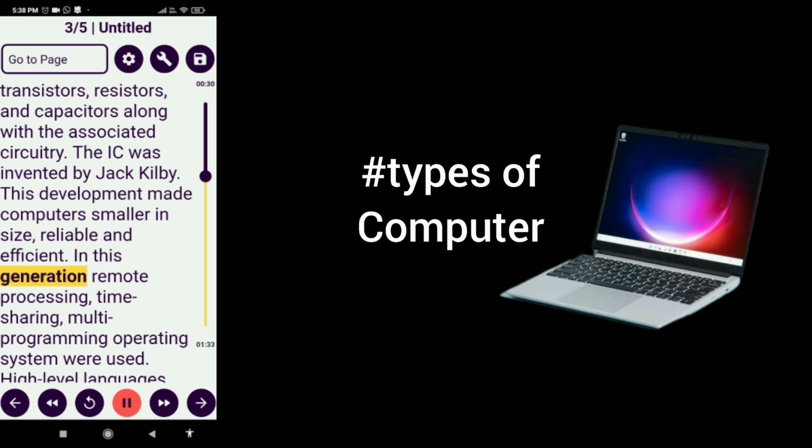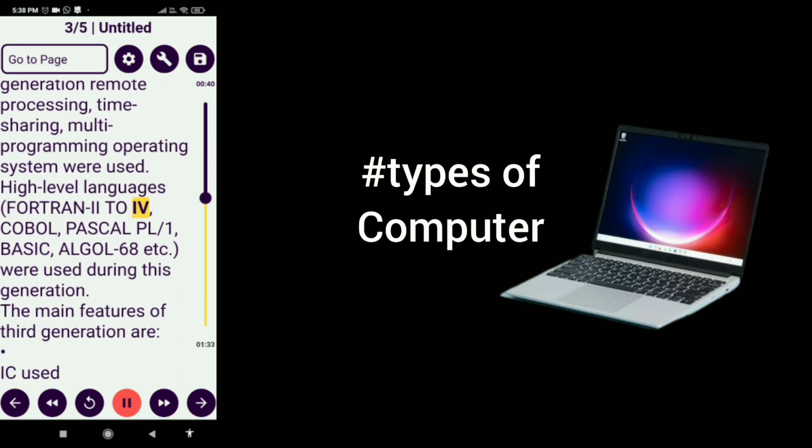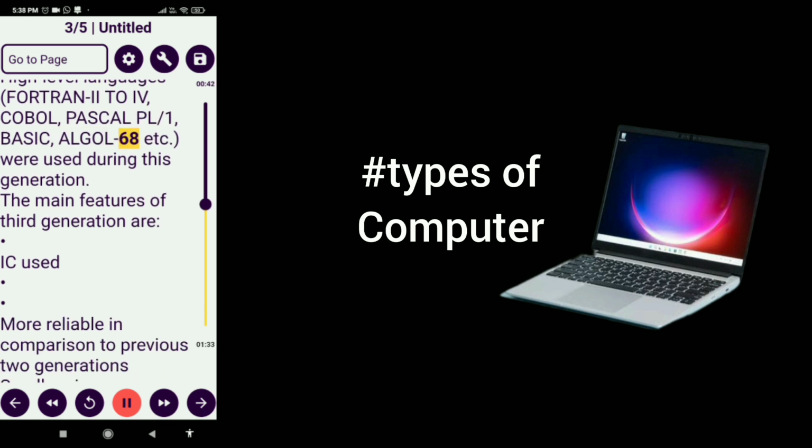In this generation, remote processing, time sharing, multi-programming operating system were used. High-level languages, Fortran II–IV, COBOL, Pascal, PL/1, Basic, Algol 68 etc., were used during this generation.